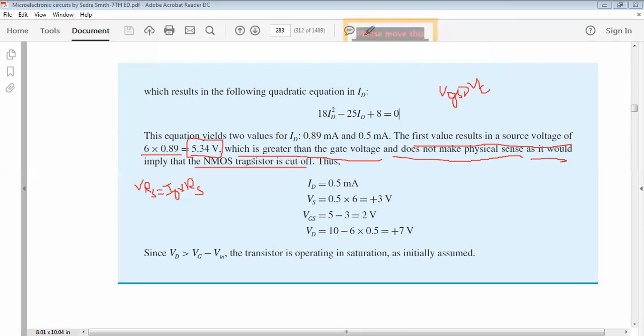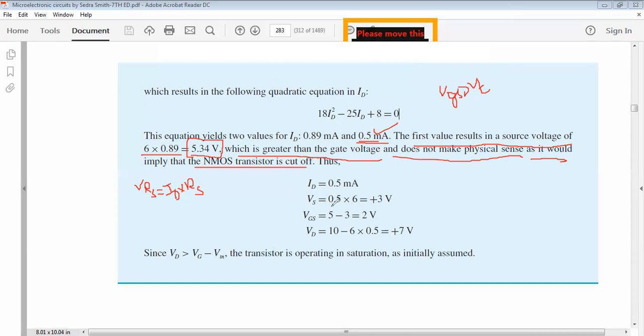Okay, that means indirectly it says the transistor is in cutoff state. That is not correct. So we go for the second current value. What is the second current value? 0.5 milliamperes. Now ID is equal to 0.5 milliamperes.